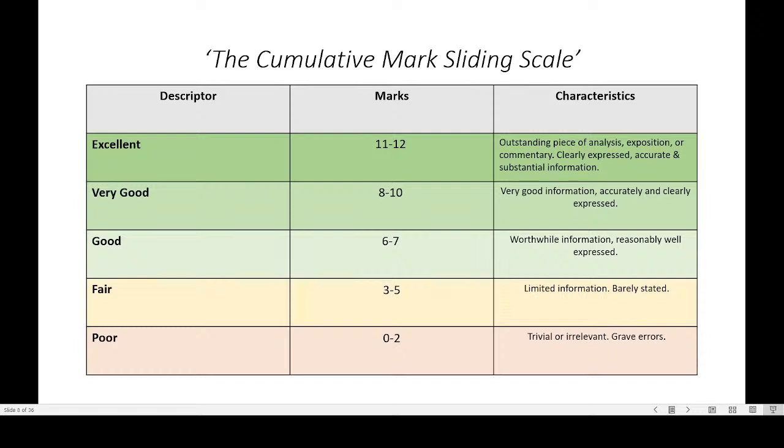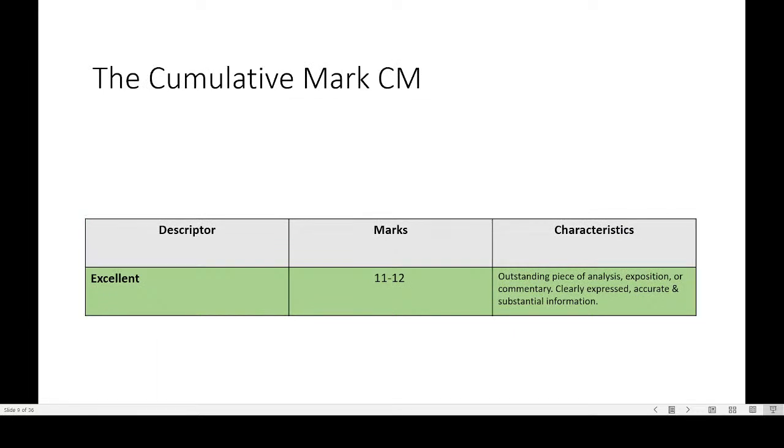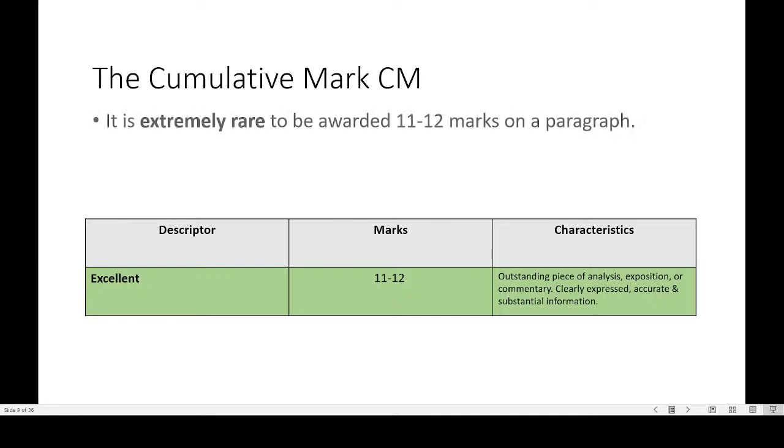You can obviously see the amount of detail, and I suppose the difference in the characteristics, even between an excellent paragraph and a good one, is extremely different, and we have a huge gap between a good paragraph and an excellent paragraph. So the cumulative mark, let's focus in on our excellent here, and something I think a lot of students need to become aware of, that it's extremely rare to be awarded 11 to 12 marks on a paragraph, or to be awarded an excellent descriptor for that paragraph.